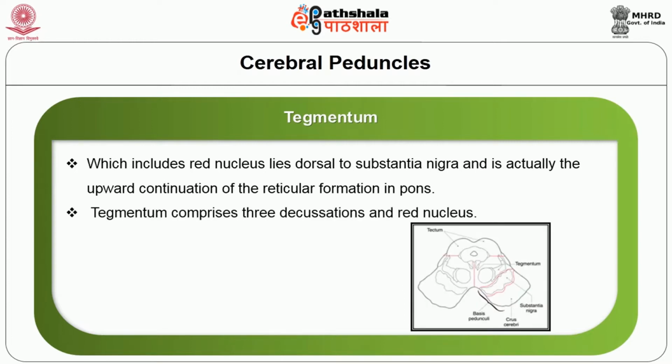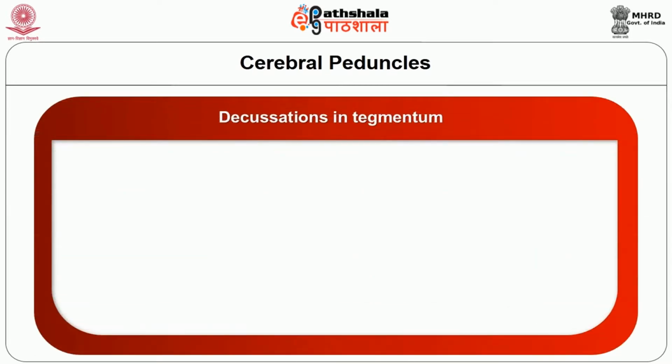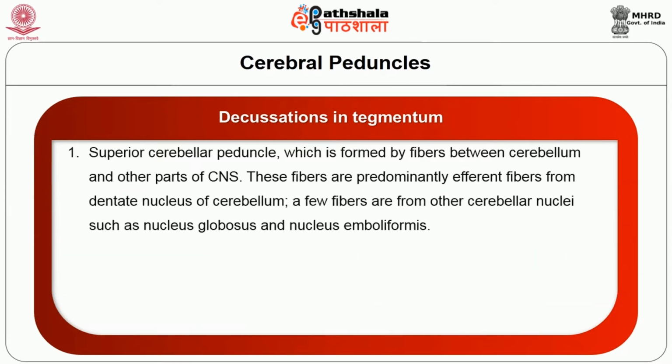The tegmentum comprises three decussations and the red nucleus. The decussation in the tegmentum, in which the superior cerebellar peduncle is formed by the fibers between the cerebellum and other parts of the central nervous system. These fibers are predominantly efferent fibers from the dentate nucleus of the cerebellum, and a few fibers are from other cerebellar nuclei such as nucleus globosus and nucleus emboliformis.